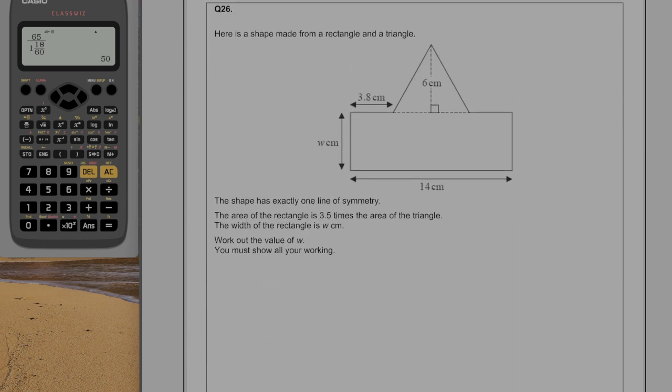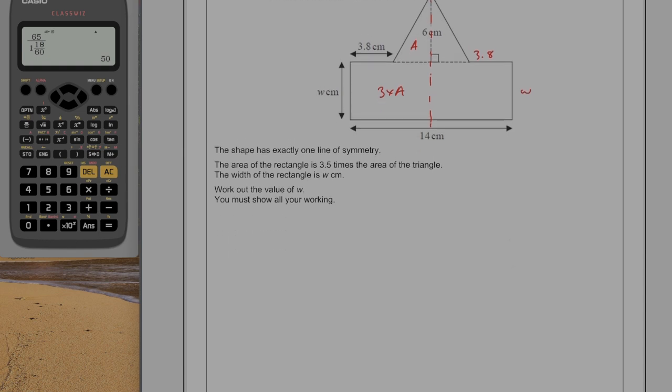Question 26. Here is a shape made from a rectangle and a triangle. The shape has exactly one line of symmetry. That's a useful point, because that means that if it's one line of symmetry, this side would also be W, and this would be 3.8. This is the key part. The area of the rectangle is 3 times the area of the triangle. So if we call that A, 3 times A. The width of the rectangle is W. Work out the value of W. You must show all your working.